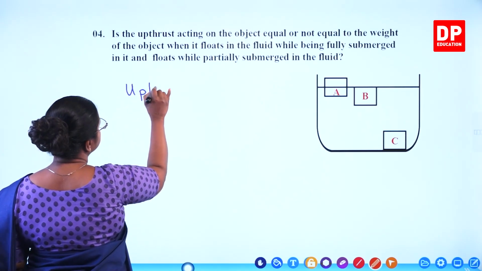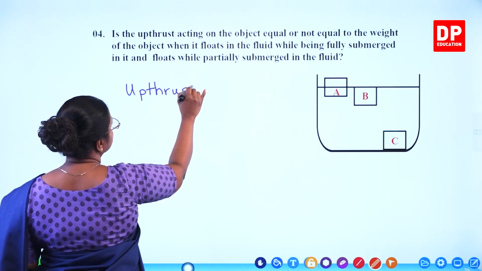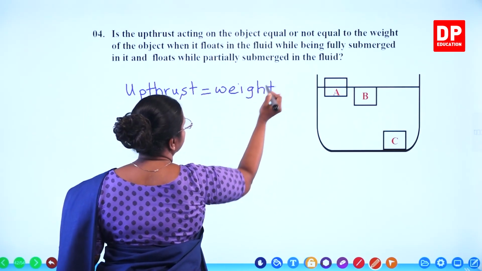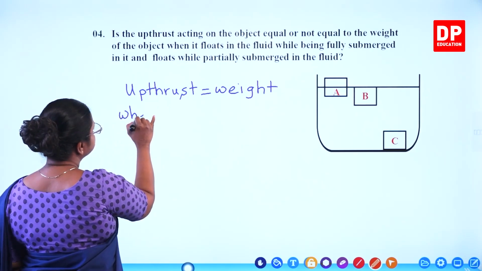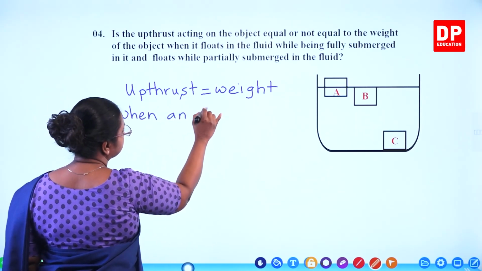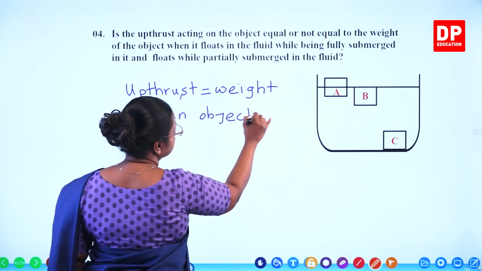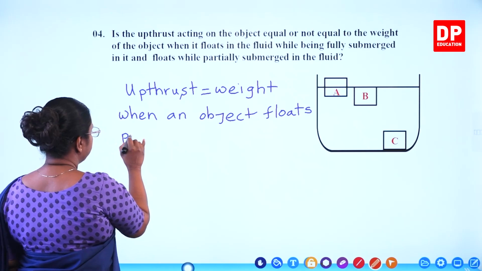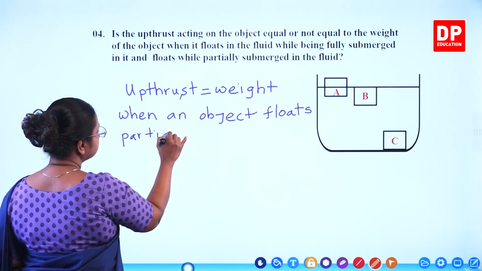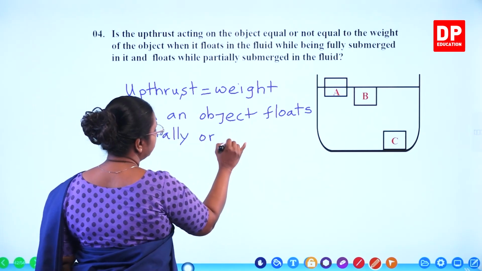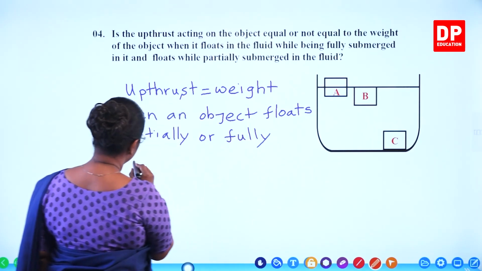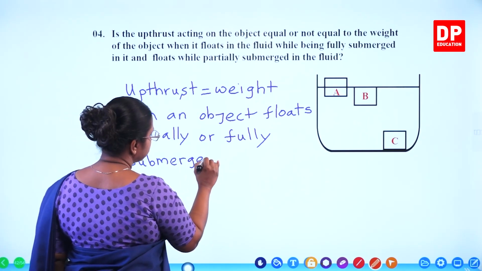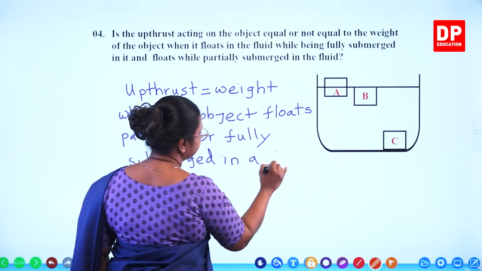Upthrust equals weight when an object floats, partially or fully submerged in a fluid.